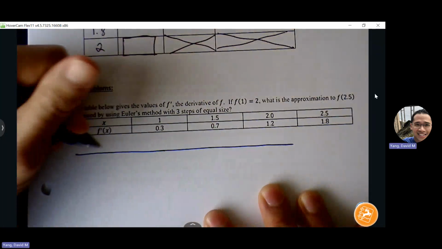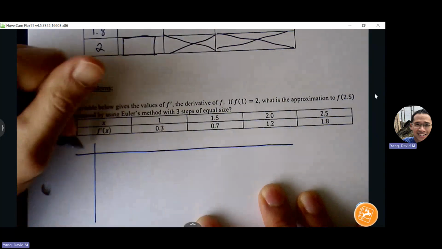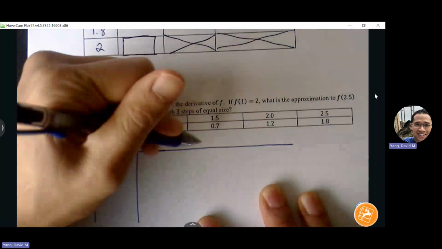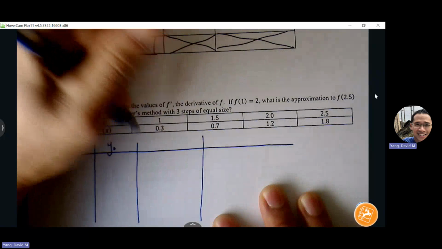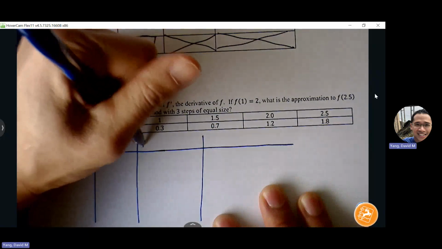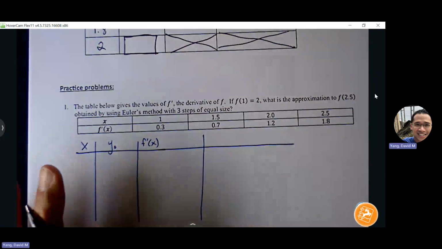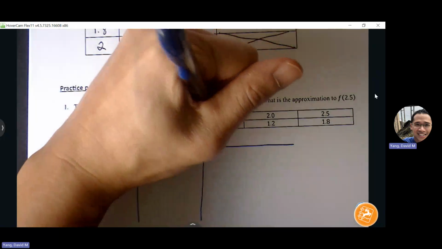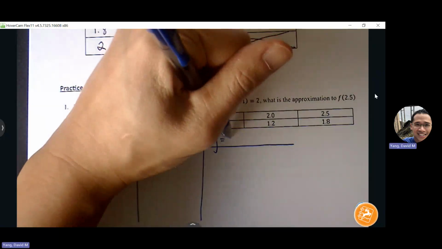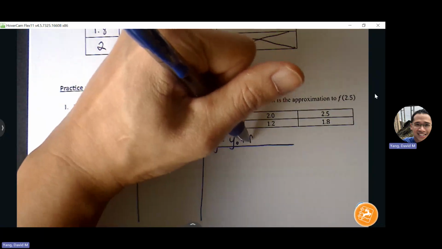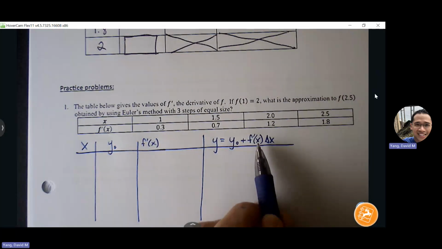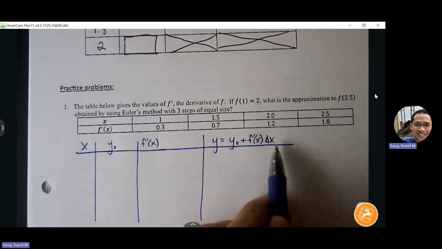So I'm going to create a table here, 4 columns. I have my x, I have my y sub 0, I have my f prime or dy dx or y prime, whatever notation they give you, you can use that. And then my new y value is just using the tangent line to get to it. So it's going to be y sub 0 plus the slope, in this case under f prime, times delta x. So you can call that dy dx. You can call this y prime or f prime. So whatever you want to do there.